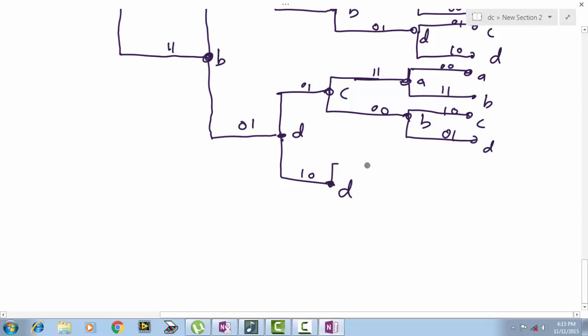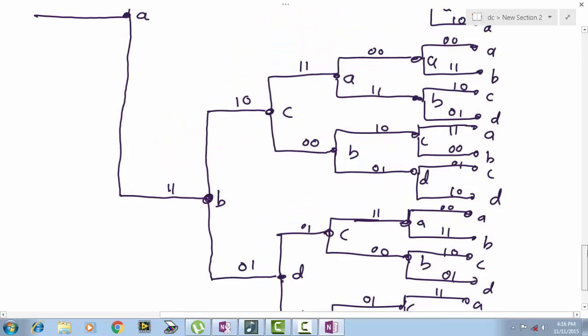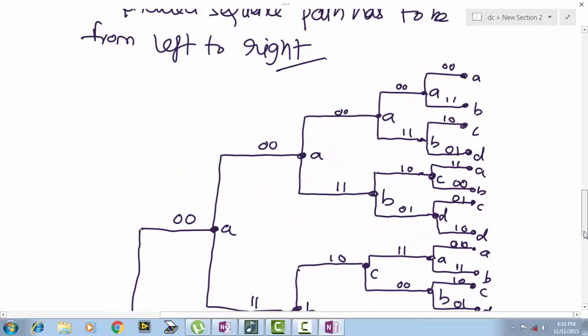And similarly, when we are in D, we will move to C as well as D, which is 0 1 and 1 0. When we are in C, we will move to A and B, which is 1 1 and 0 0. When we are in D, we will move to C and D, which is 0 1 and 1 0. Okay, so this completes the entire structure of the code tree.